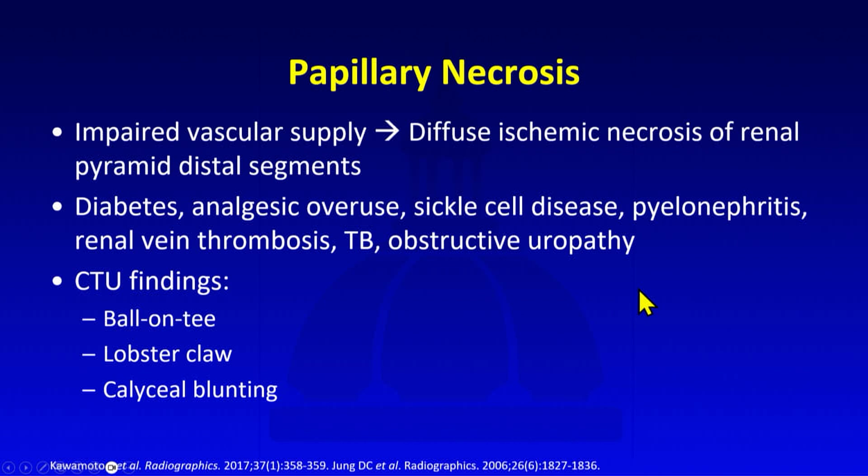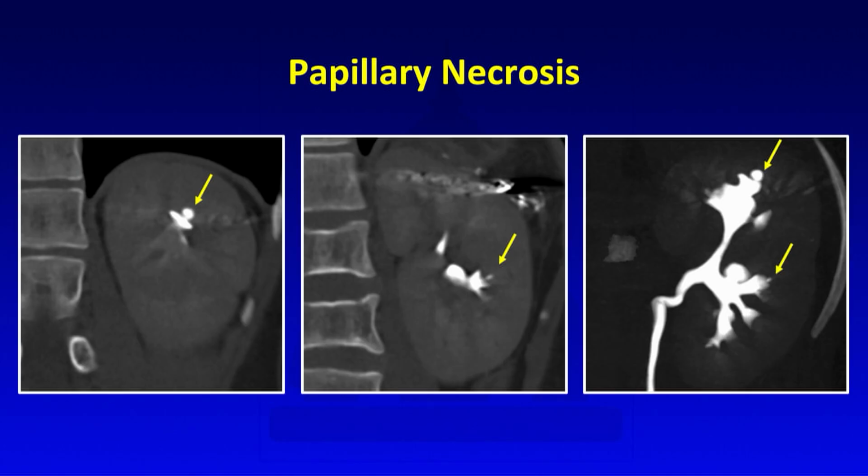And you can also have collecting system abnormalities that can cause hematuria. So papillary necrosis is caused by impaired vascular supply, causing diffuse ischemic necrosis of the renal pyramid distal segments. There are a bunch of risk factors including diabetes, analgesic overuse, and sickle cell disease. The classic CTU findings are ball on a tee, lobster claw, and calyceal blunting. With papillary necrosis, the findings can be a little bit subtle.